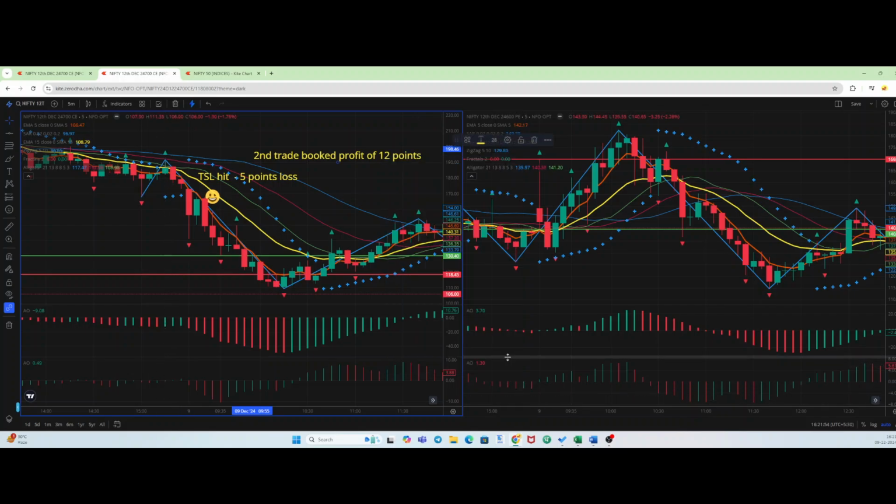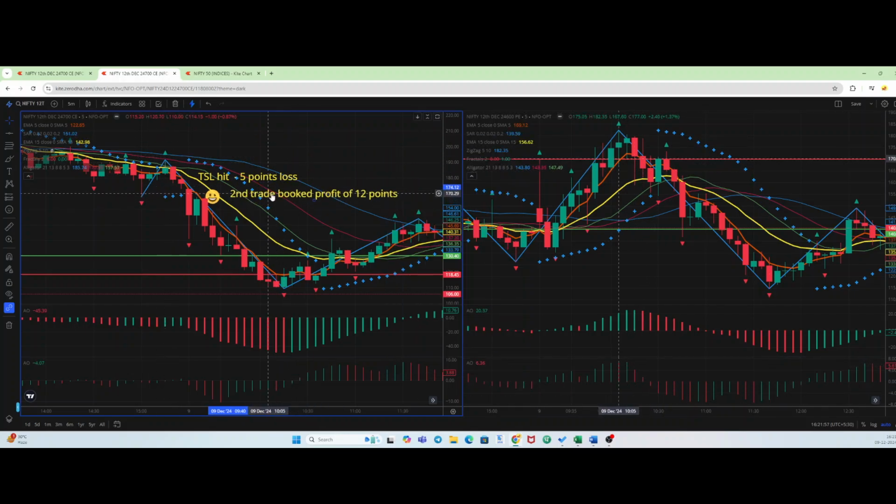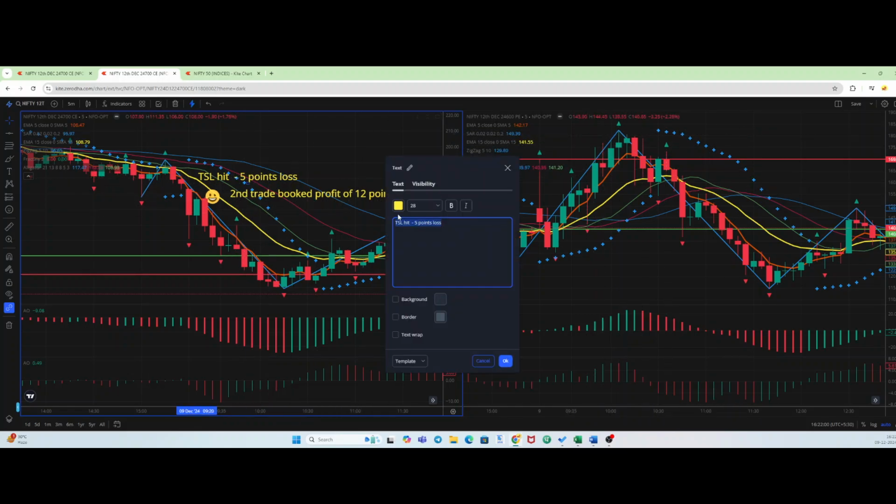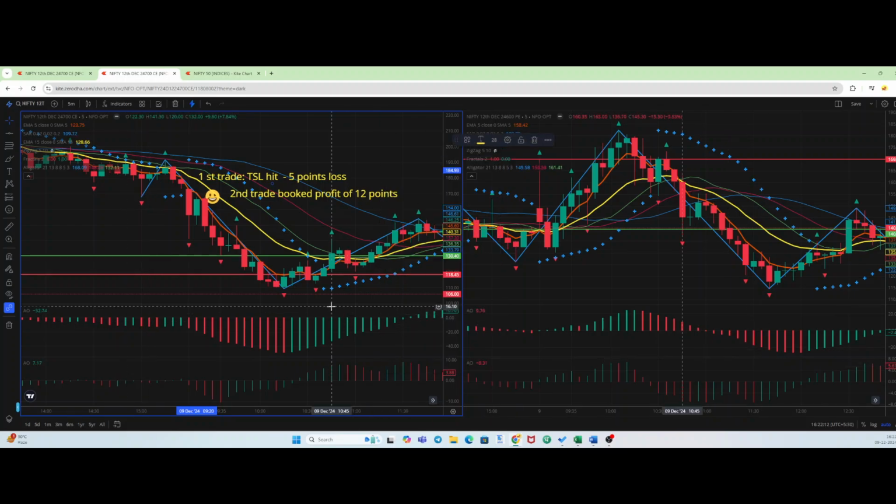Okay. First trade, TSL hit, 5 point loss. Second trade we booked a profit of 12 points. Now it is getting reversal, so now I will have to see the PE side. On the PE side, you would have asked, sir, why in the first candle, the 9:15 candle, when it got the breakout, did you not take the entry? Yes, why did we not take the entry?